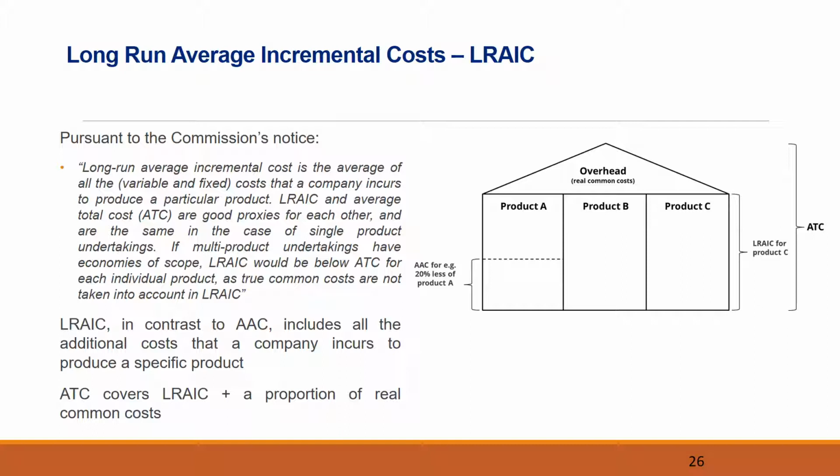As is illustrated with the house to the right, the difference between AAC and LRAIC is that LRAIC includes all the additional costs that a company incurs to produce a specific product, whereas AAC only includes those additional costs that it incurs to produce some of the units of that product. Thus, ATC covers LRAIC and a proportion of real common costs.